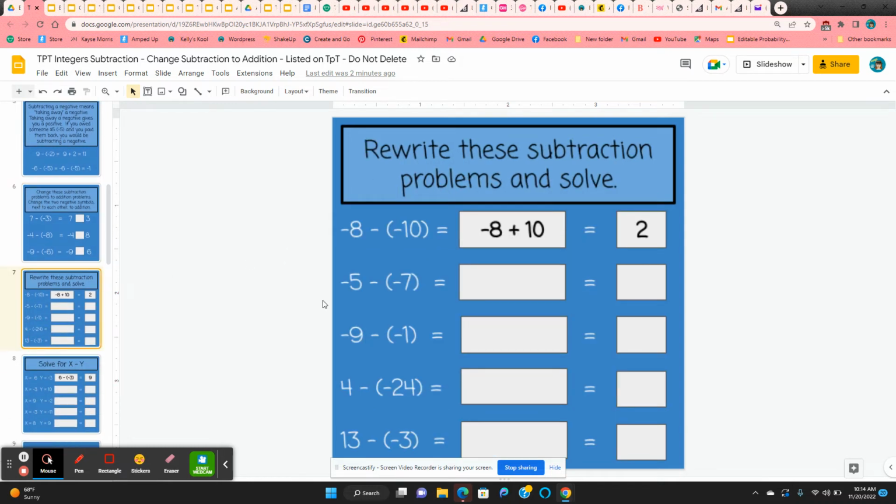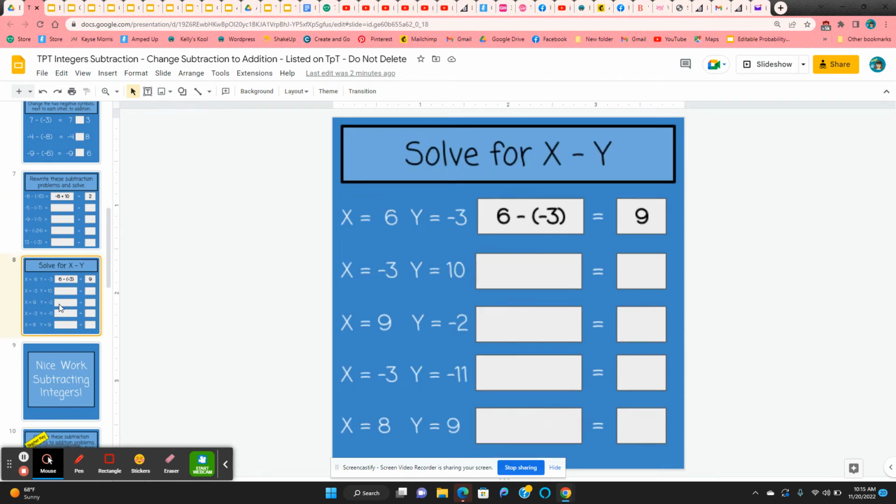Now they're given several problems to solve. They have to rewrite it and then solve it, give the answer. Now the last thing they're asked to do, and this one's a little bit tricky, is they're going to solve for x minus y. So they're given x and they're given the value of y, and they have to subtract those two. So 6 subtract negative 3 will look like this, and then they solve it.